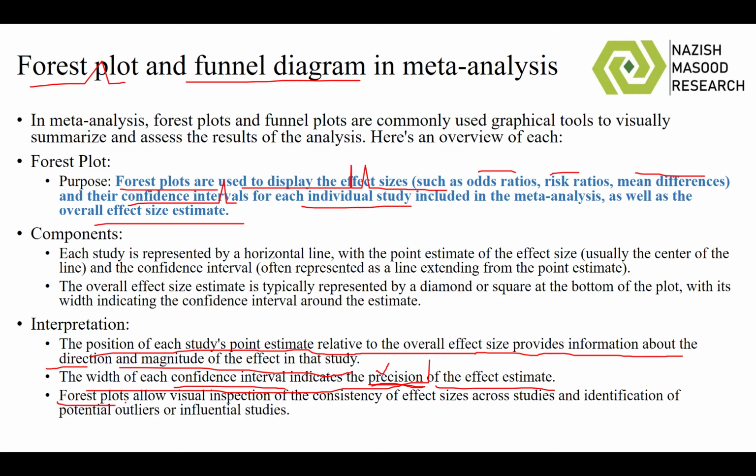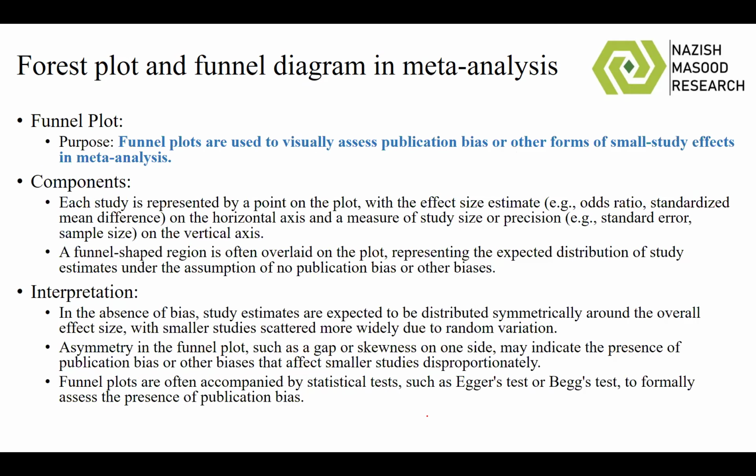So forest plots allow for visual inspection of consistency of effect sizes across studies and identification of potential outliers and/or individual studies. There's also something that we do, which is the funnel plot. Funnel plots are used to detect publication bias. And how do we do it? It's basically an inverted funnel. We look at the normal shape, which should be like a triangle.